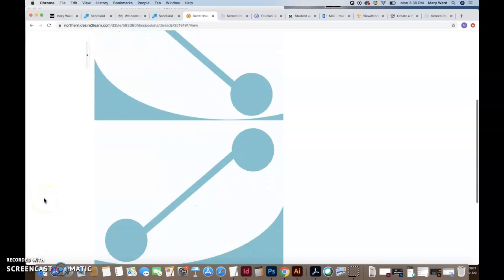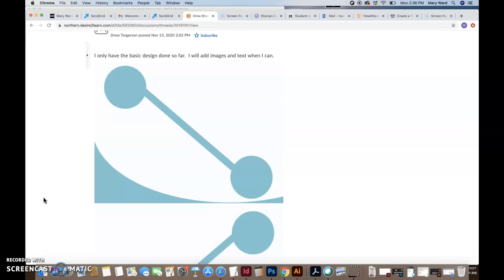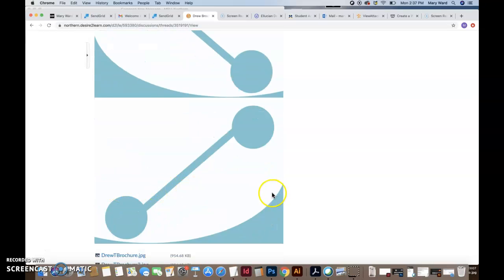So Drew, I'm looking at your brochure design. It's looking like you have quite a bit of work to do still. I suppose this would probably be your front page, and then your back panel, and then the inside folded panel, and then this would be the inside spread.